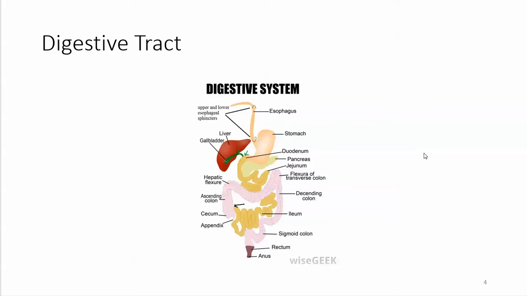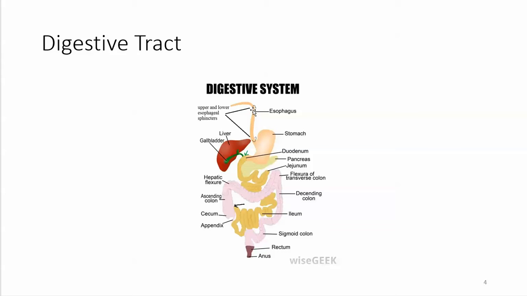Now let's talk about the digestive tract. We're going to start at the esophagus. It connects the throat to the stomach. Then we have the upper and lower esophageal sphincters.